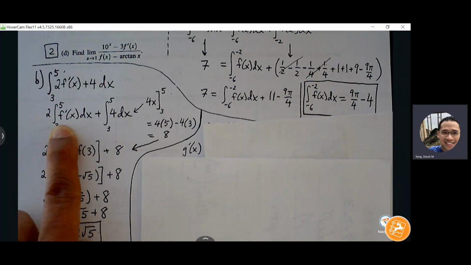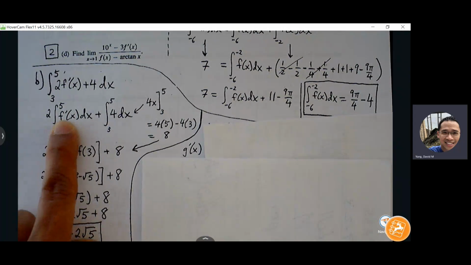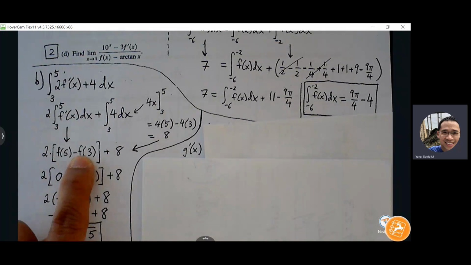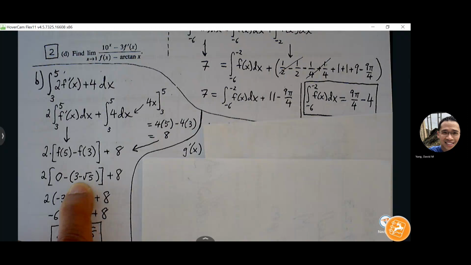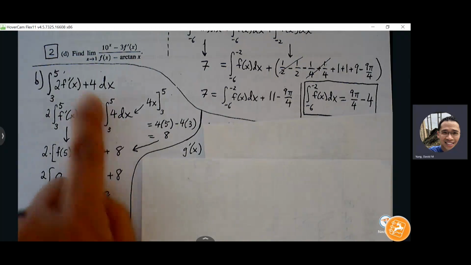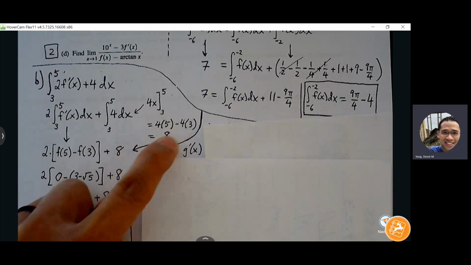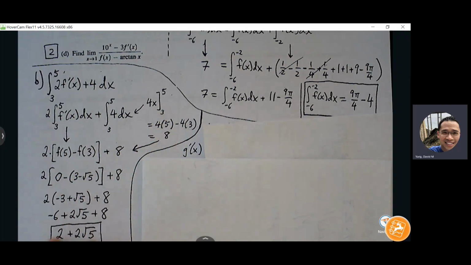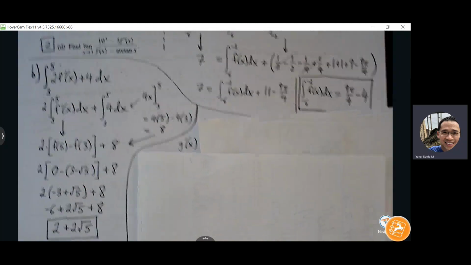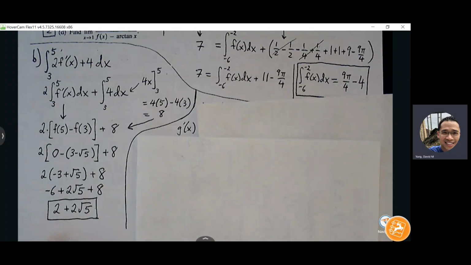So we don't have the f prime graph in front of us, but we can use the first fundamental theorem to make f prime turn into f of x, and then we can plug in our upper and lower bounds, f of 5 minus f of 3. F of 5, we can tell by looking at the graph, is 0. F of 3, they tell us at the beginning that the y value is 3 minus root 5. And then for the integral of 4, we can just go through the power rule. 4 becomes 4x. Plug in my upper and lower bounds, I get 20 minus 12, which is 8. So I add all that together. Again, without a calculator, the best I can do is say 2 plus 2 root 5.